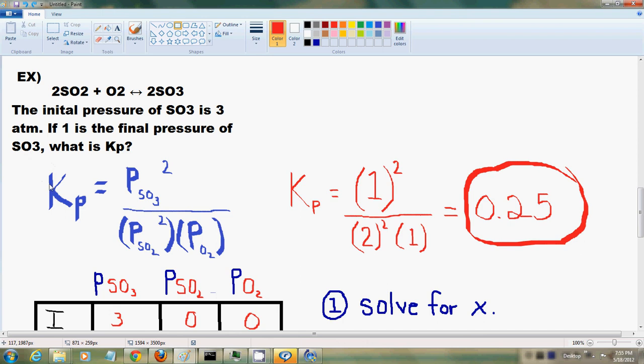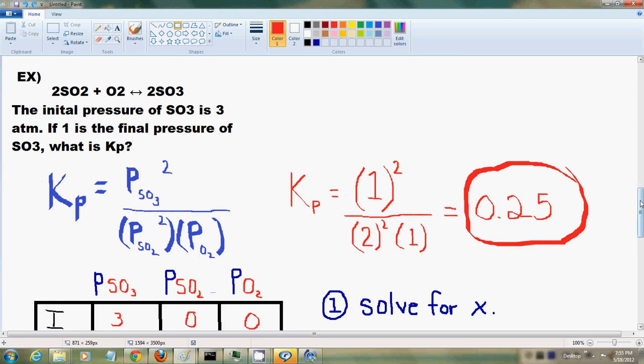So your Kp expression would be written as the partial pressure of your products divided by the partial pressure of your reactants. And exponents refer back to your balanced equation. So if you have a coefficient of 2, your exponent would be squared. So let's write the Kp expression. It's right here. Kp equals the partial pressure of sulfur trioxide squared divided by the partial pressure of sulfur dioxide squared times the partial pressure of oxygen.